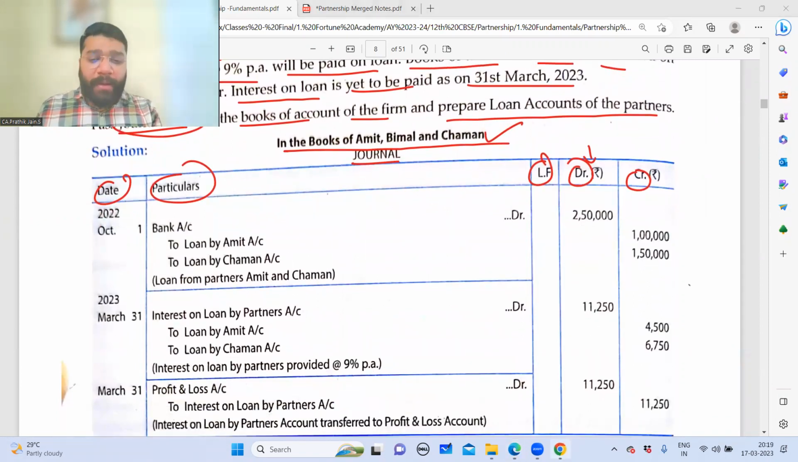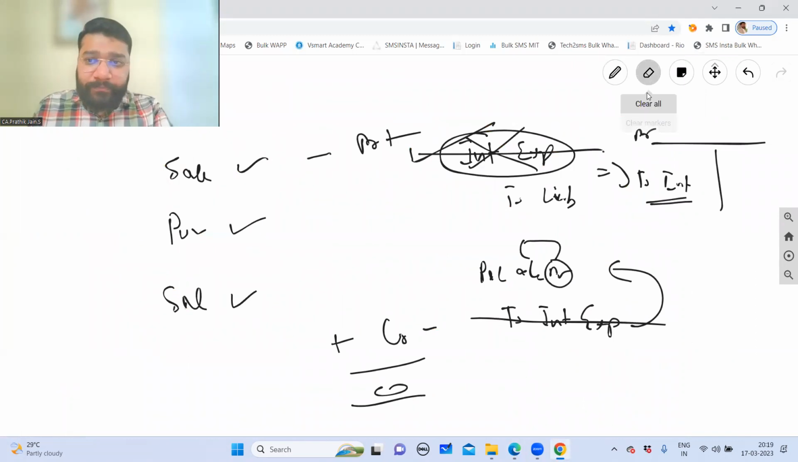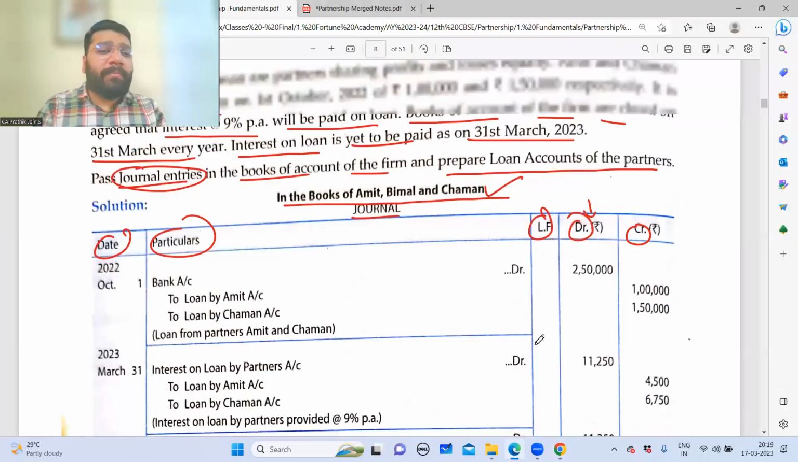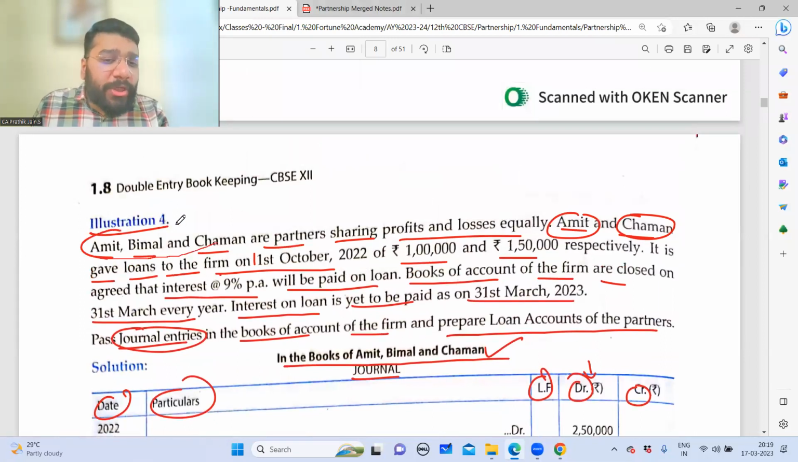Quickly write the heading in format, then we'll do the entries. I want the heading, guys. Please write in the books of Amit, Bimal and Chaman, journal entry. Please write the format, heading, and draw the format. Here the firm name is not given. In the absence of a firm name, the partners' names will constitute the firm name. That's why the names are given here.